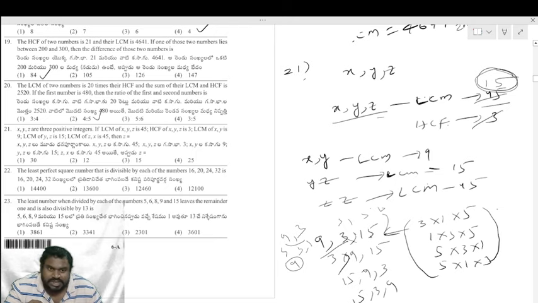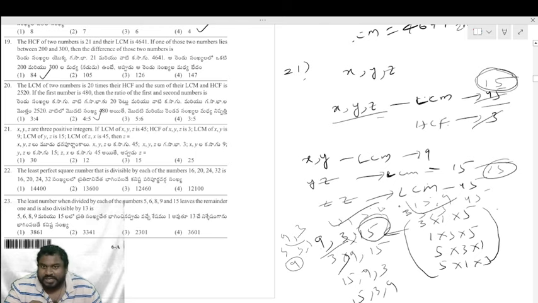Next, z and x means 15 and 9. We take the LCM: 3 fives are 15, 3 threes are 45. So the first one is satisfying. So it means x, y, z are 9, 3, 15. So z is 15. The answer is 15. That is the first set we got. You can verify the others also; they won't satisfy these conditions.